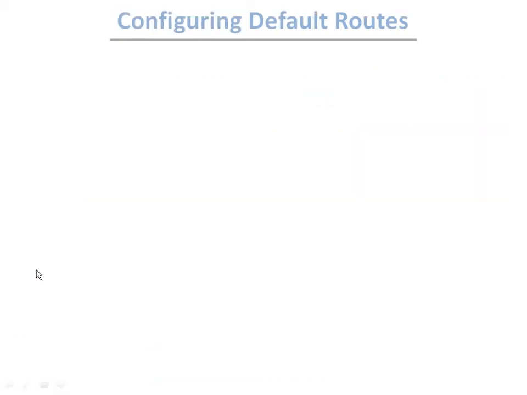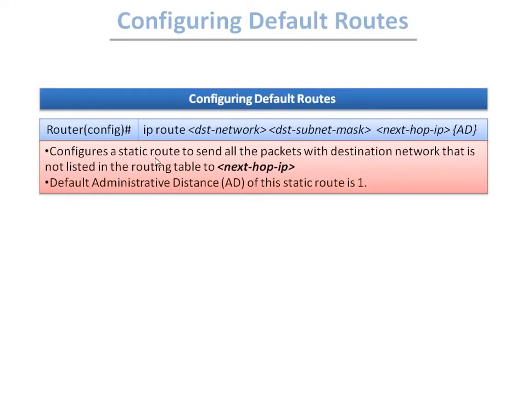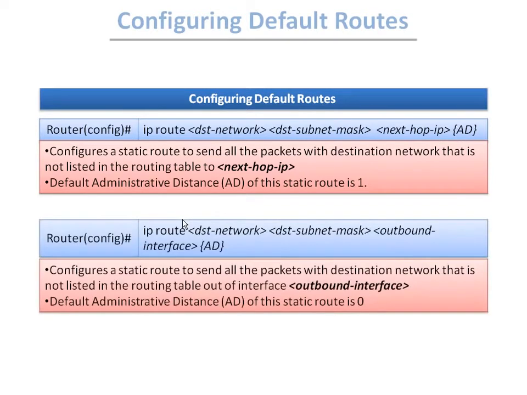Configuring a default route, as I said, is almost exactly the same as a static route. All you have to do is change the destination network and the destination subnet mask to 0.0.0.0 and 0.0.0.0. You can also specify the next hop IP address and administrative distance if you want to. Also, of course, you can use the outbound interface instead of the next hop IP address to specify your default route. And of course, the destination network and the destination subnet mask have to be all zeros.